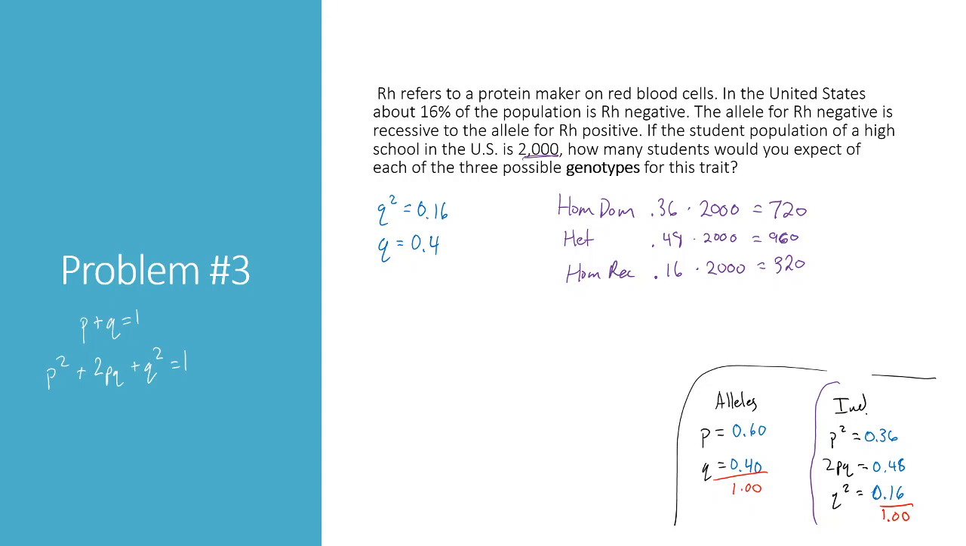So those would be our answers. Again, you'll want to do a final check to make sure that these numbers are adding up to the total population. So in this case, they are adding up to 2,000. So our answer to this question would be those 3 points right there.